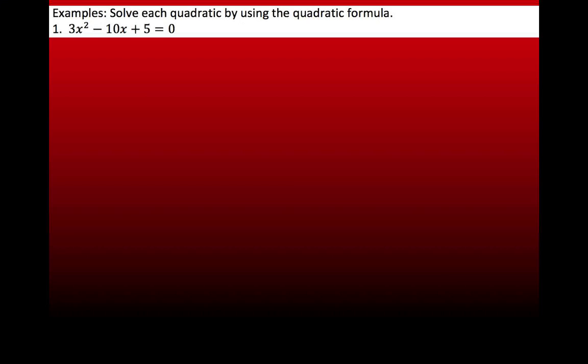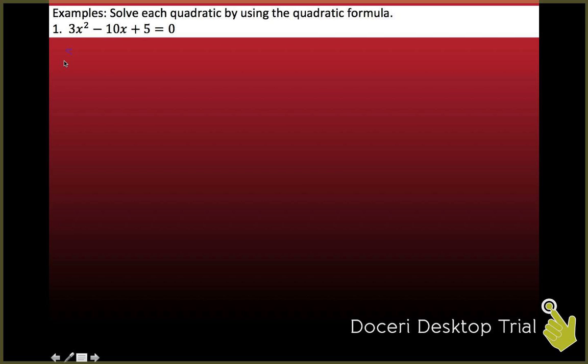We're going to jump right into an example. So we want to solve this quadratic equation using the quadratic formula. So the very first thing you want to do is ask yourself, is it in standard form? This one has our x squared term, followed by our x term, and then our constant term right at the end. So this is in standard form.